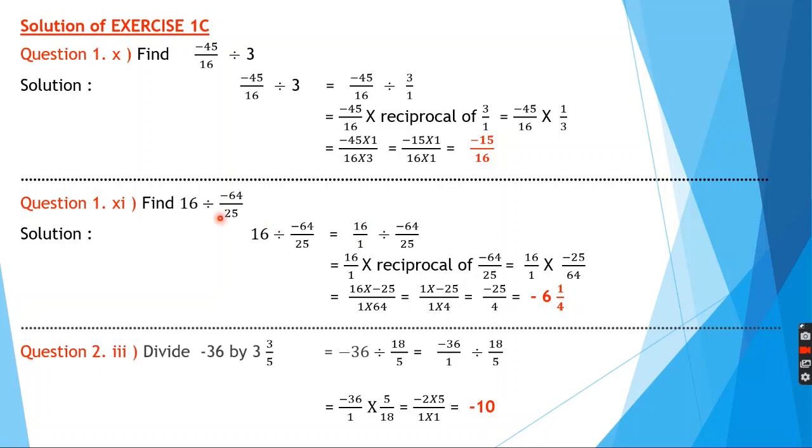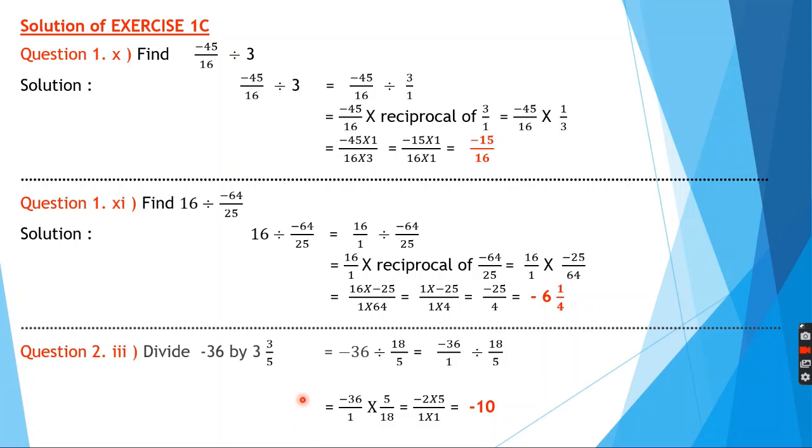Now the next question is the first question's 11th part: 16 divided by minus 64 by 25. Here 16 is in natural number form. Now I am converting it to rational number form: 16 by 1 divided by minus 64 by 25. Take the reciprocal and simplify. You are getting minus 25 by 4. If you write it in mixed fraction form, always take the negative outside. Don't write 6 minus 1 by 4. Minus of 6 1 by 4 is the correct form.